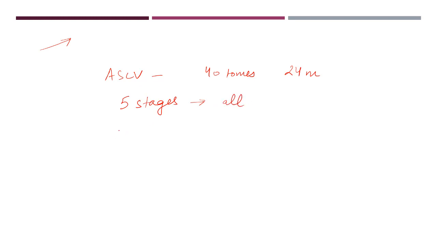Now if we talk about the capability of ASLV, it can launch 150 kg satellites in lower Earth orbit, that is up to 400 kilometers. So you can now see that the capacity of ASLV is more than triple, that is 150 kgs, and to a higher altitude, that is 400 kilometers.